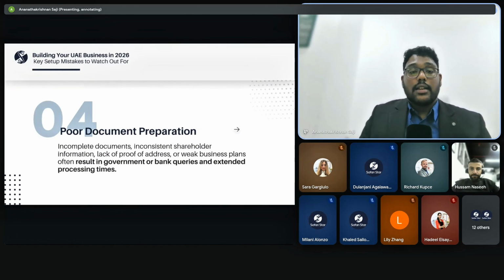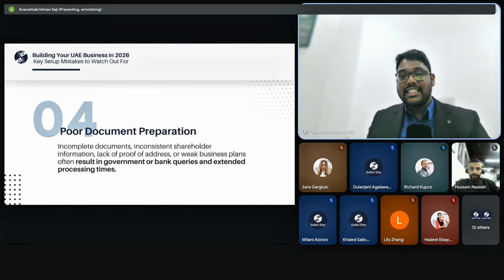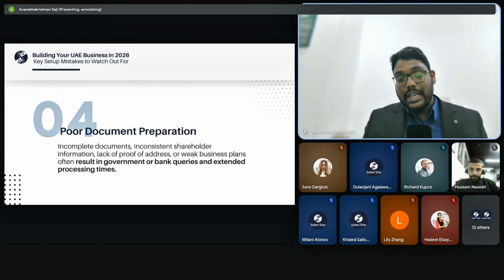The fourth agenda is poor document preparation. That means incomplete documents, inconsistent shareholder information, and lack of proof of address. So these four points are the initial ones. And the second one will be weak business plans.